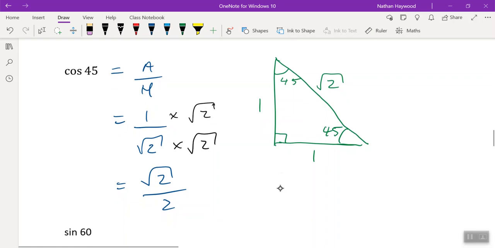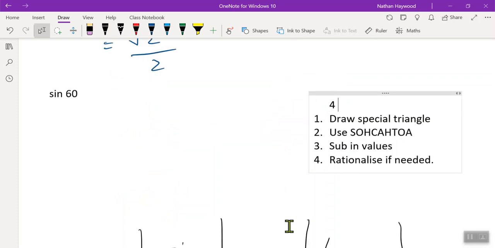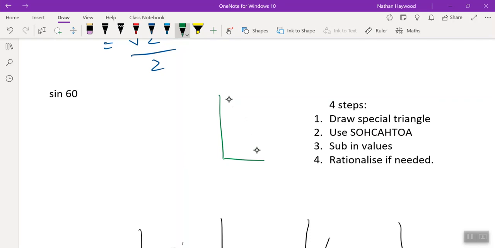All right, you try this one by yourself. Sine 60 degrees. First step, draw the triangle. All right, so that's the first step done. Second step, use SOHCAHTOA. So we're doing sine.